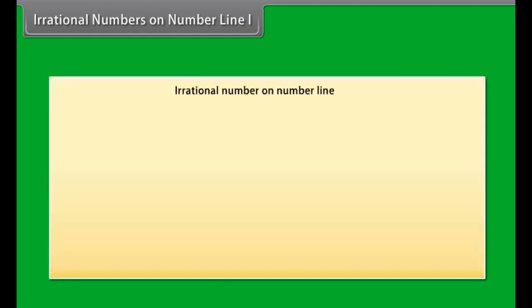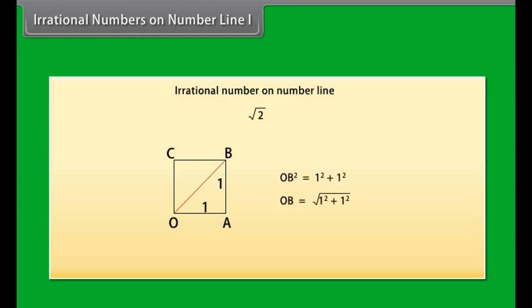Irrational numbers on number line 1. Now we will learn to locate an irrational number on a number line. Let us see where square root 2 is located on a number line. For this, we will first consider a unit square OABC with each side 1 unit in length. Now by using the Pythagoras theorem, OB square is equal to 1 square plus 1 square, or OB is equal to square root of 1 square plus 1 square, which is equal to square root of 2.